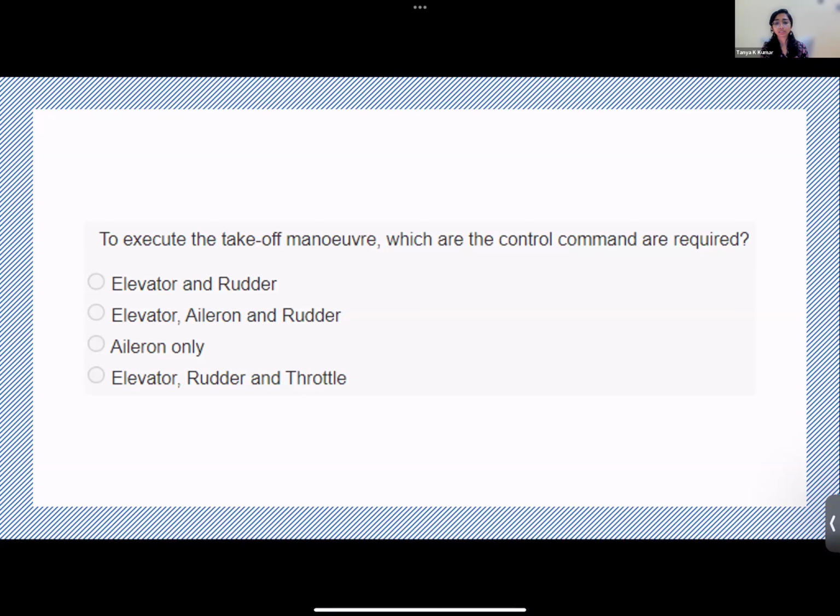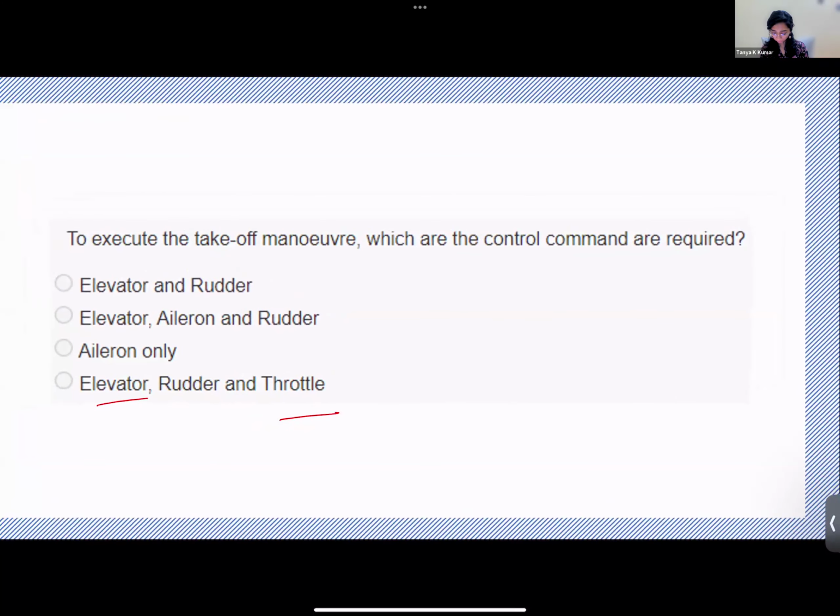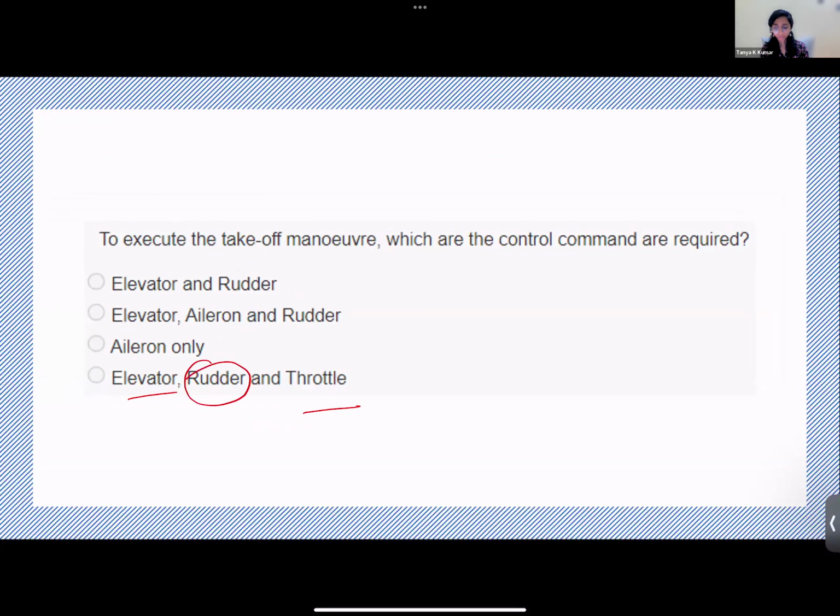Why do we need elevator? Throttle you need. Yes, it's pretty obvious. What about elevator? Why do we need elevator? It has to take off. You need to pitch up, right? That's also obvious. What about rudder? Why do we need rudder? So throttle and elevator we understood. Correct? Why do we need rudder?